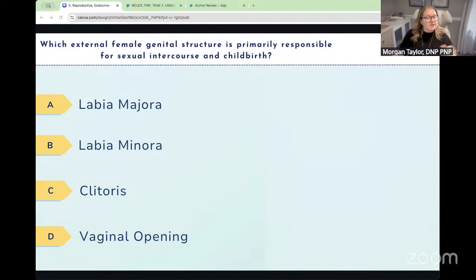Good. Zumu, awesome. Alicia, you have got it. It, in fact, is D, sexual intercourse and childbirth. The vaginal opening is very, very important for both of those.